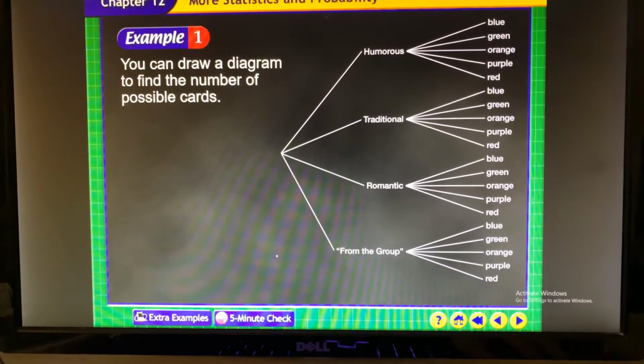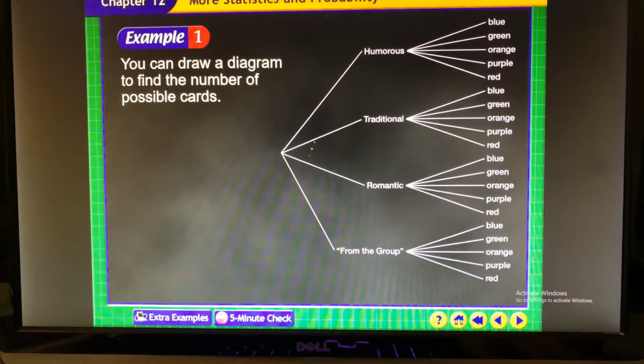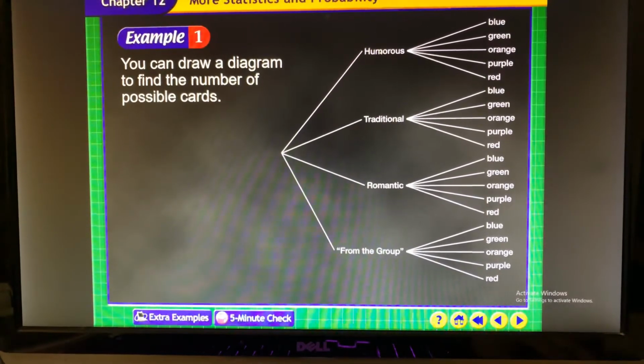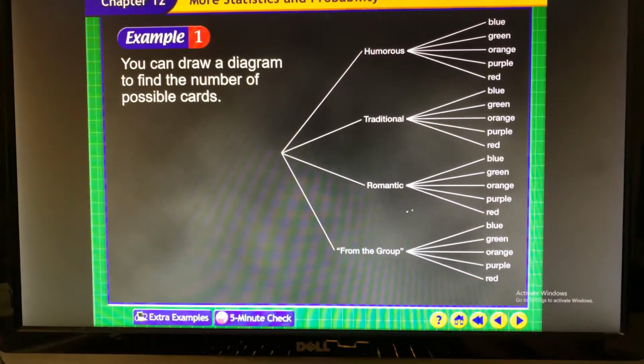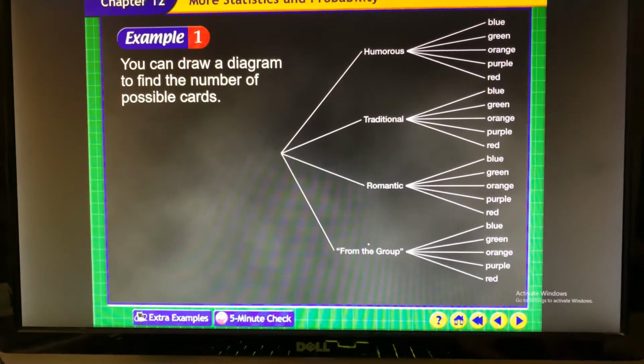Not something that I want to do. But this is just showing you that you can make a humorous blue, a humorous green, a humorous orange, a humorous purple, and a humorous red. You can also make a traditional blue, traditional green, traditional orange, and so on for romantic and from the group. So this is how I want you to do it.